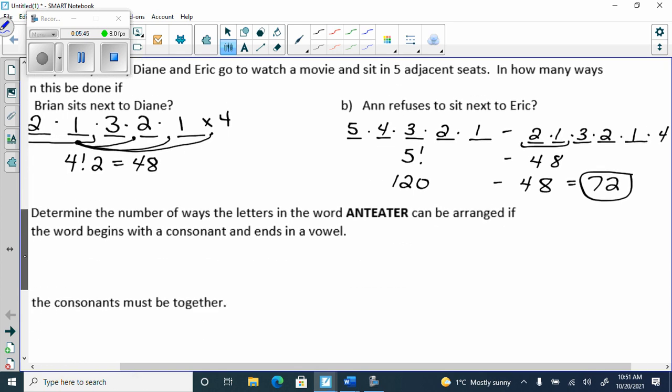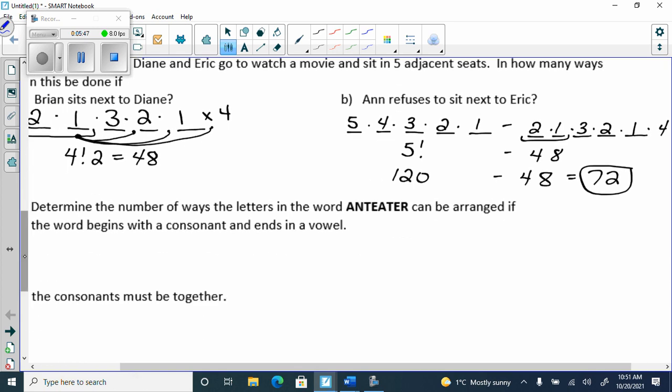Then we have to determine the number of ways the letters in the word anteater, A, N, T, E, A, T, E, R, can be arranged. I don't even care what it asks me at this point. I'm going to go 2 factorial, 2 factorial, 2 factorial, right? Then I go to the question, because no matter what, I'm going to divide by those factorials every single time.